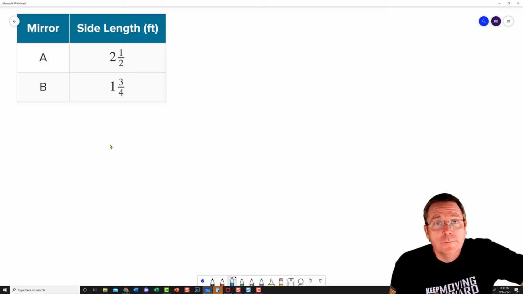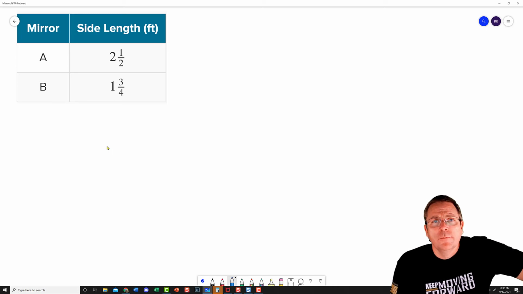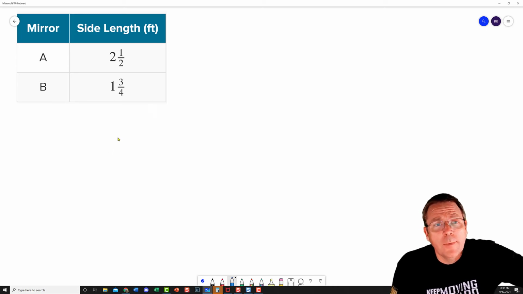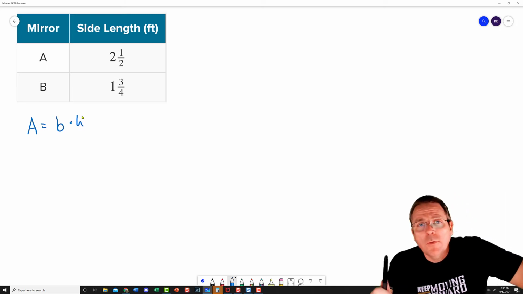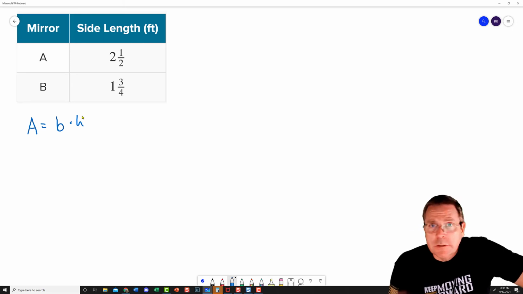Did you do it, or were you totally baffled? If you were baffled, maybe this will help. First thing we need to recognize is the formula for area of a rectangle is base times height. And I know what you're thinking, but Mr. Reach, this is a square.